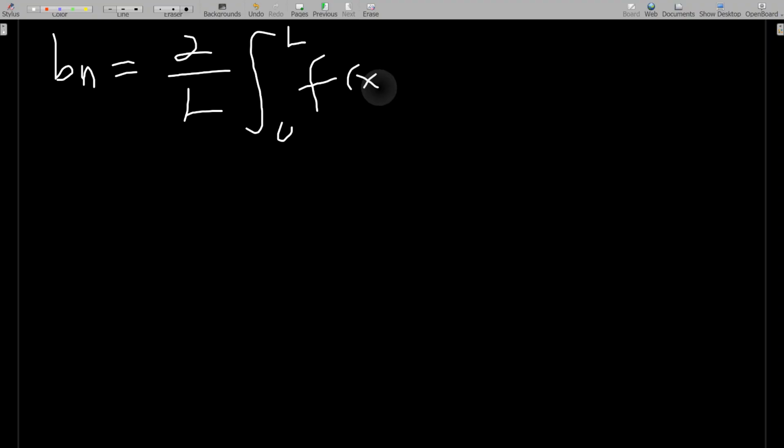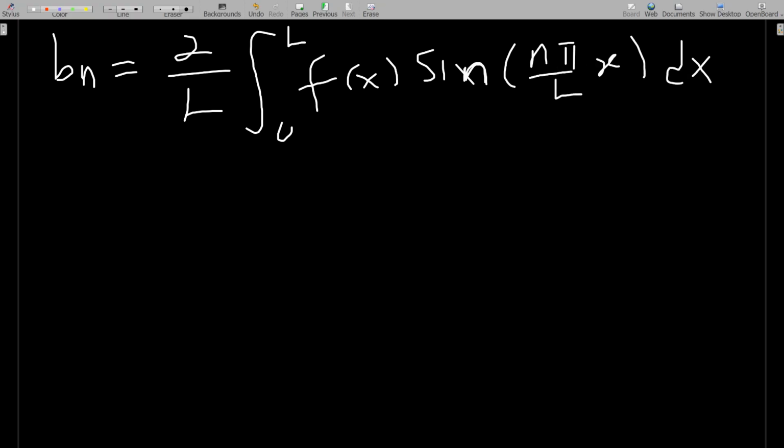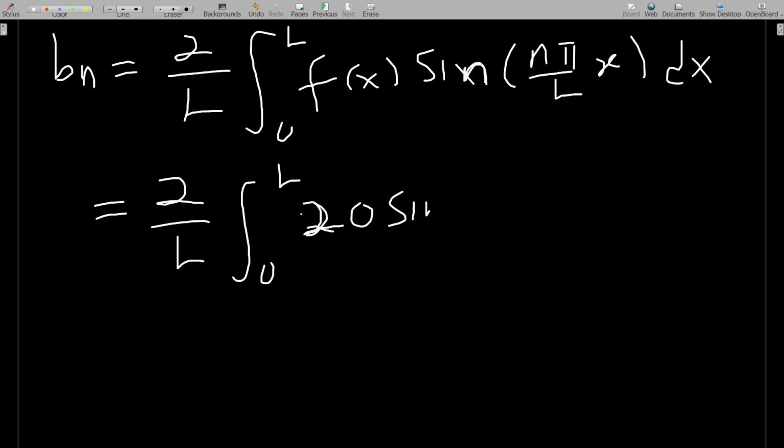This means that your Bn, using the half range Fourier sine series, is 2 over L integral from 0 to L of f(x) sine of n pi over L x dx. And now our L is L, so we have 2 over L integral 0 to L, but our f(x) is 20, sine of n pi over L x dx.